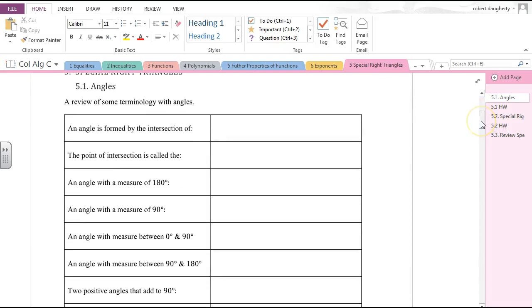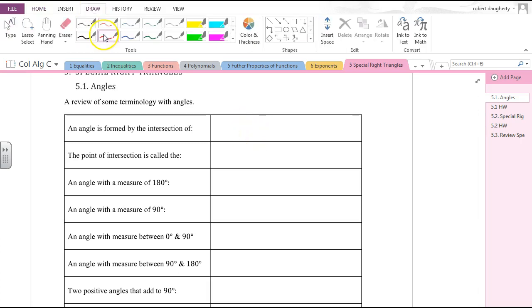So some of what we're doing today should be a review. Some of it should be new, but it's a fairly light topic, okay? We're talking about angles. An angle is formed by the intersection of two what? Two lines, okay? The point at which these two lines intersect is called the what of this angle? Starts with a V. The vertex, okay?